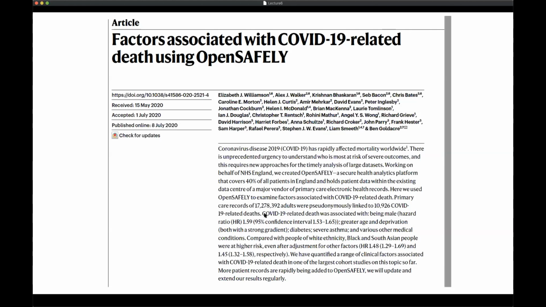The summary of the findings is basically in the abstract. So, COVID-19 related deaths associated with... this is the first keyword that I would like you to focus on: associated with, right? It doesn't mean that being a man, for example, causes more severe COVID-19 outcomes, but it is associated with it, right? We'll talk a little bit about these distinctions.